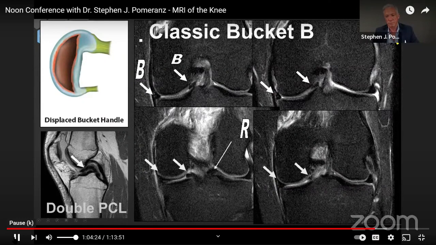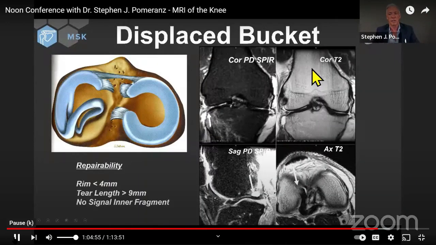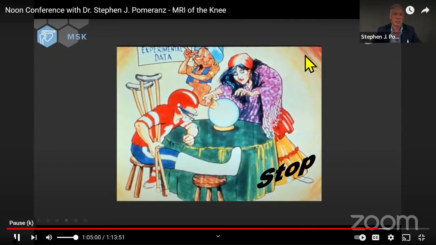Second pitfall. The PCL has a very complex attachment. Its footprint is divided into 13 zones. One of those zones consists of the distal attachment as part of the Humphrey ligament mechanism. And there it is right there. Look at how close in proximity it is to the inner tip of the bucket. You can appreciate how some untrained observers might confuse that and that with a bucket handle fragment. So two pitfalls of the bucket handle tear. And I'm going to skip over this example of an avulsed displaced bucket and stop right there.